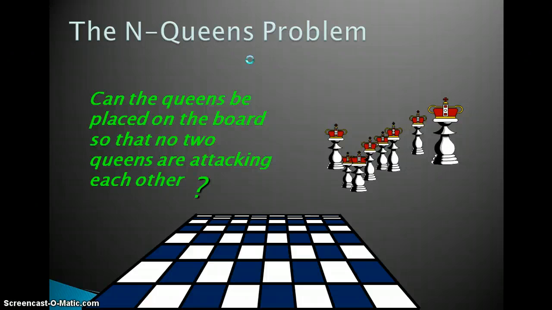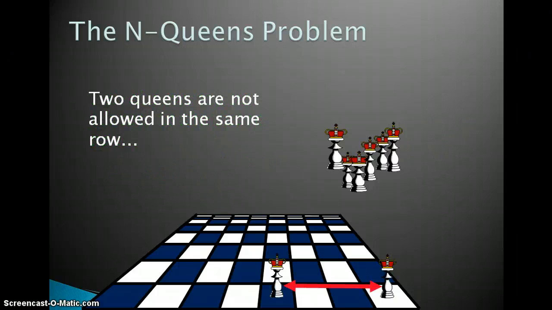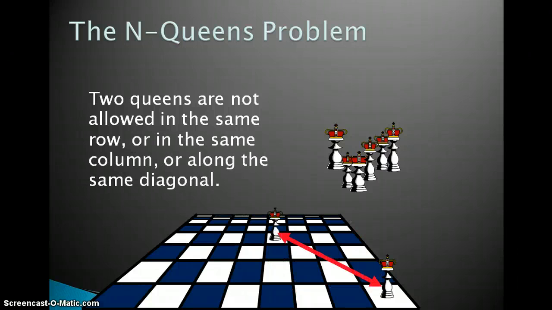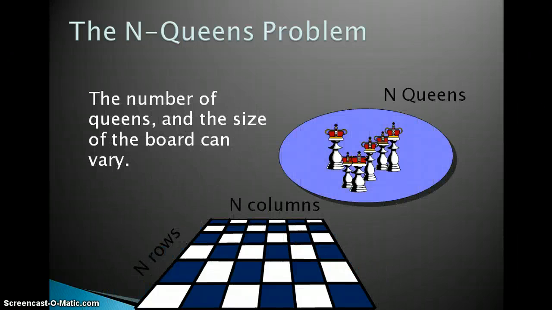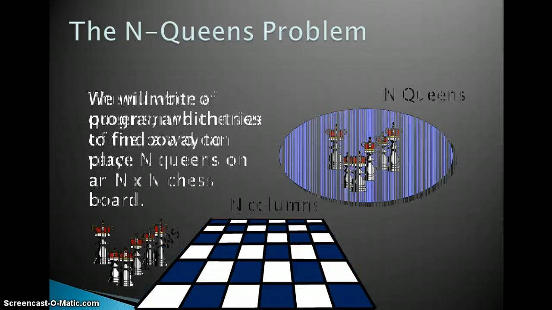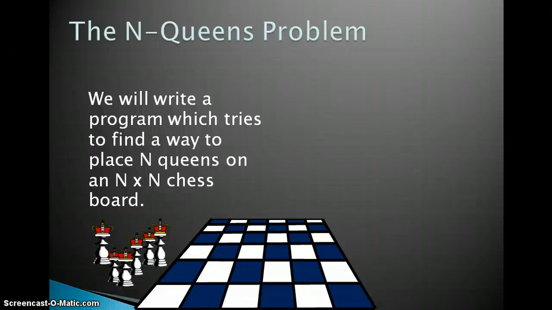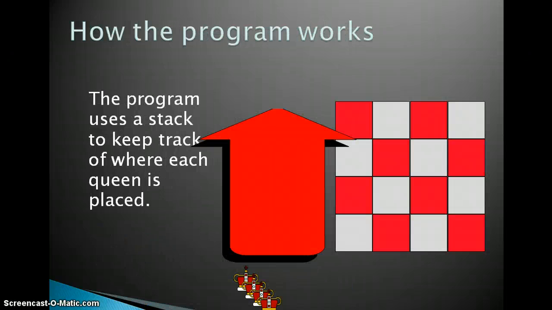The first thing is, can the queens be placed on the board so that no queens are attacking each other. We cannot place them in that row in that way, as well as in that way. A queen can attack on the chessboard horizontally, vertically, and diagonally. There are n queens, so n rows and n columns. Now, how does the program work? We use a stack.